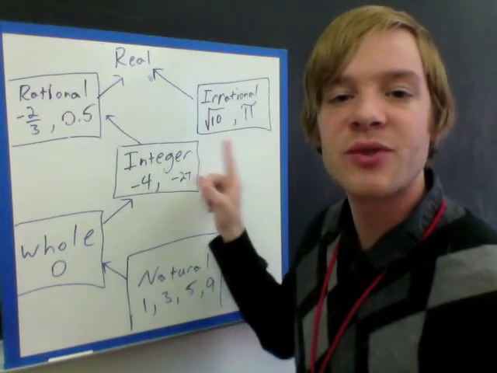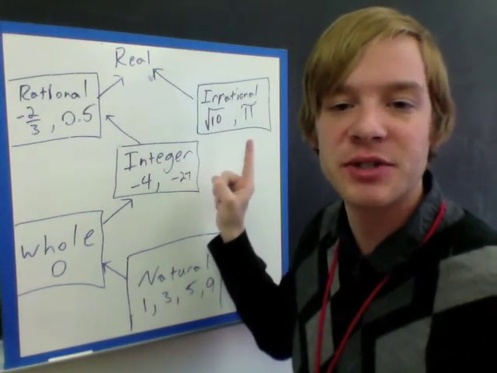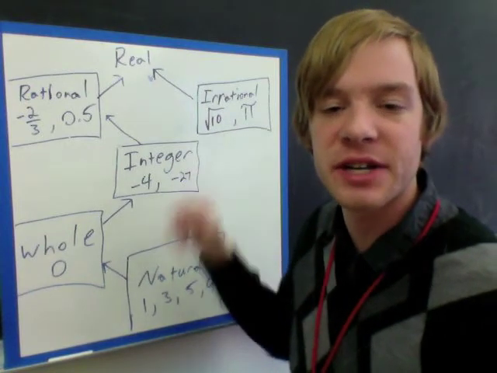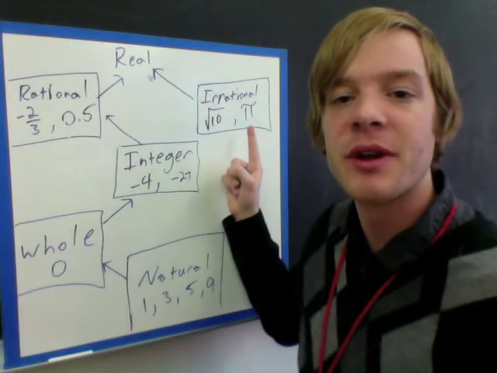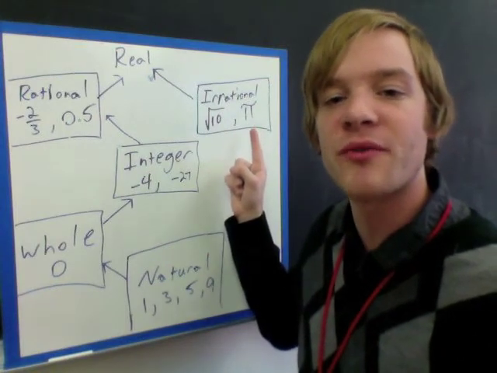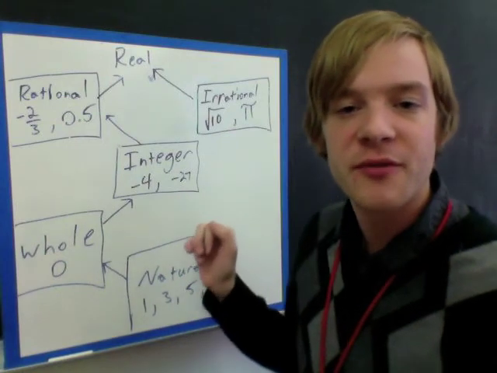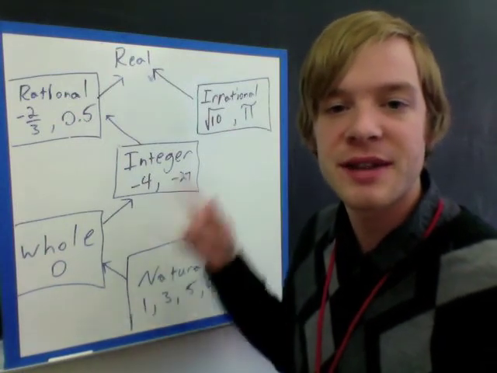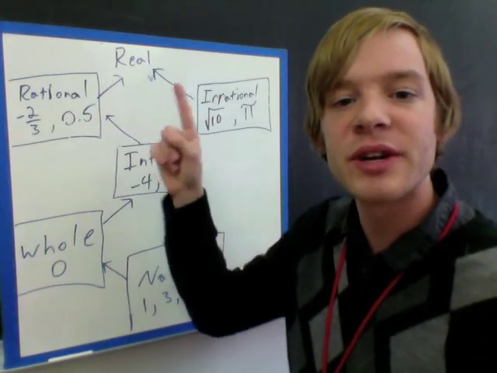We also have irrational numbers over here. Irrational numbers can't be written as a fraction. So the square root of 10 here is going to give me a big old decimal that I can't put as a fraction. And if you remember, pi is equal to 3.1415926, so on and so forth, forever. And it won't repeat. That makes it an irrational number. But it is still a real number.